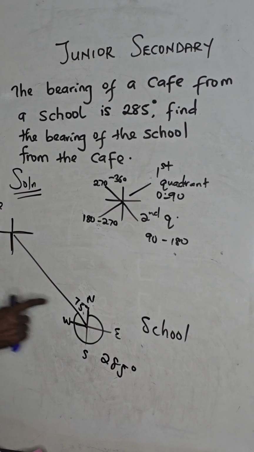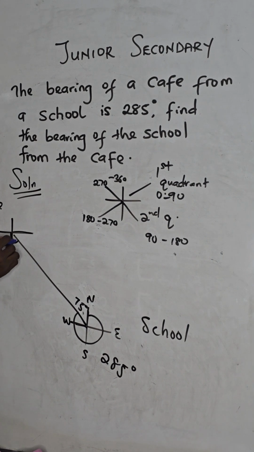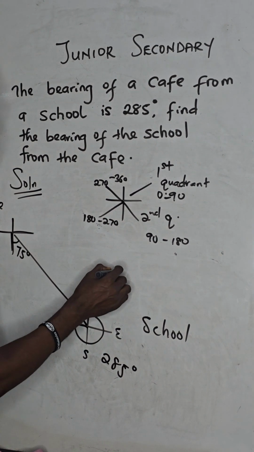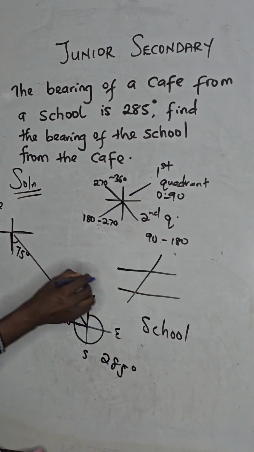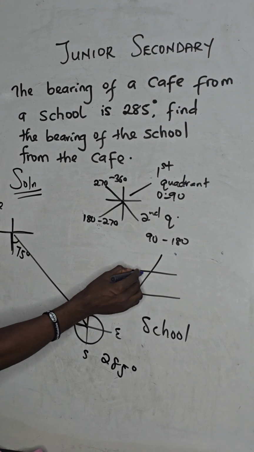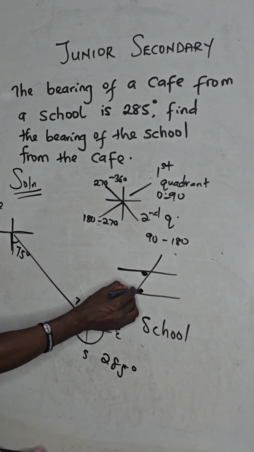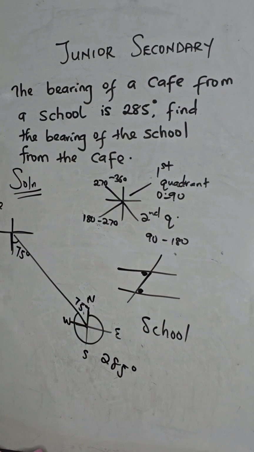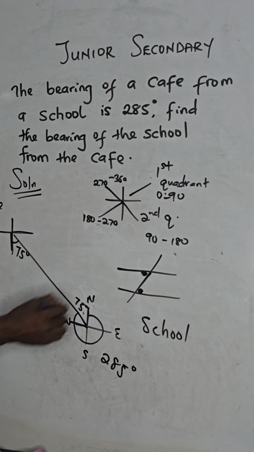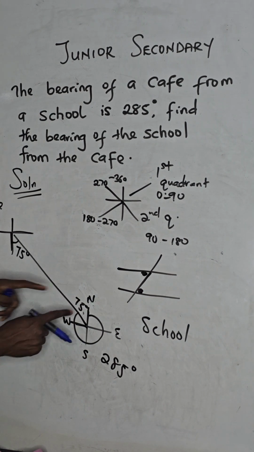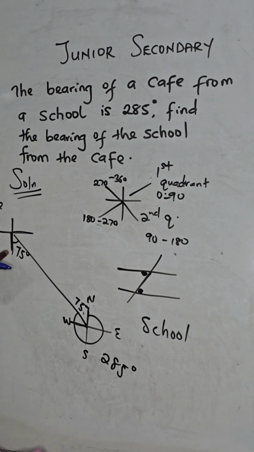That 75 degrees can also be found here by the alternate angle rule. Alternate angle means somebody is hiding here, another person is hiding here. We are sharing the same straight line, but we are in alternate positions. So if 75 degrees completes here, this part will also be 75 degrees by alternate angles.